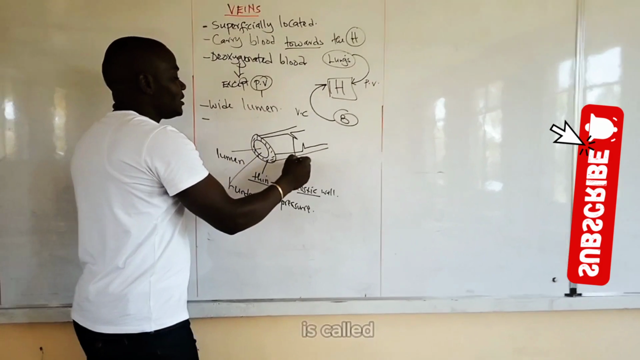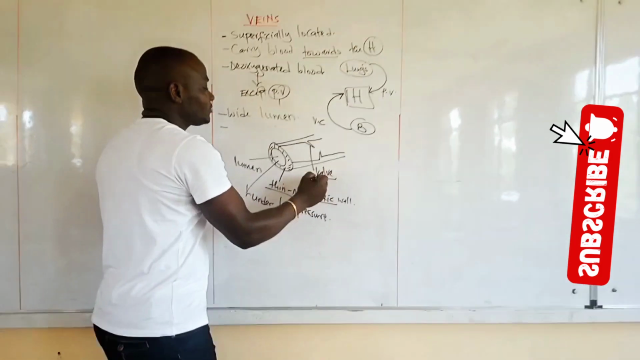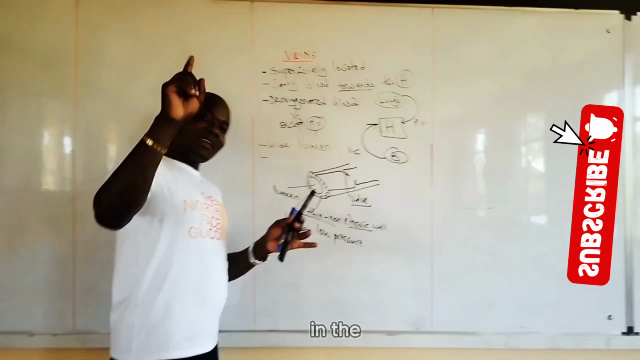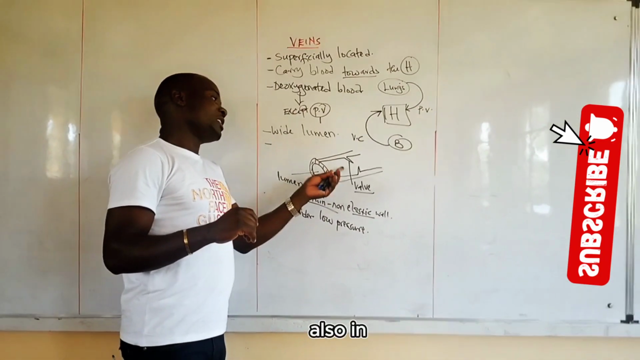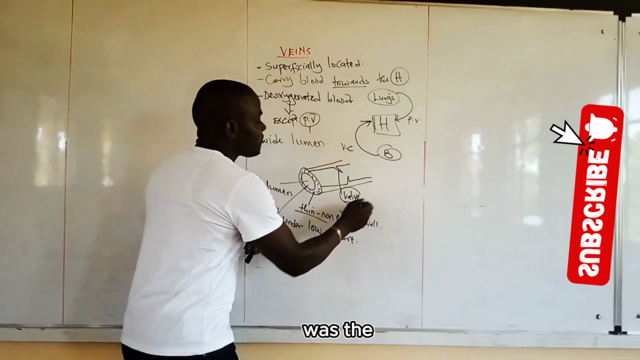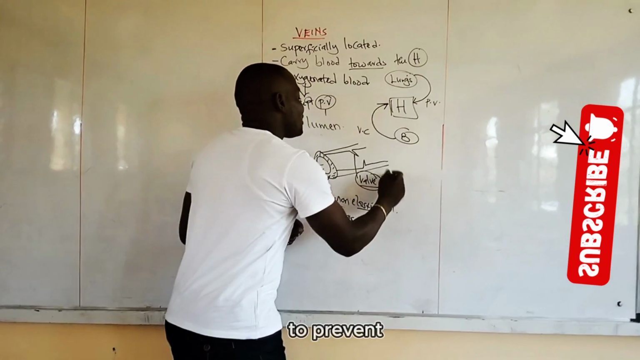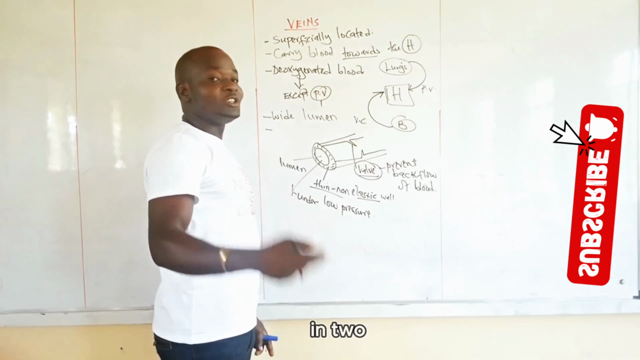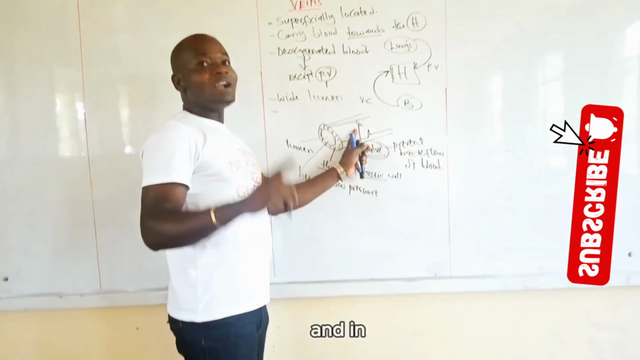This one is called a valve. In the circulatory system, we have valves in the heart and also in veins. What's the function of this valve? To prevent loss of blood. I've said the valves are found in two parts: one in the veins and one in the heart.